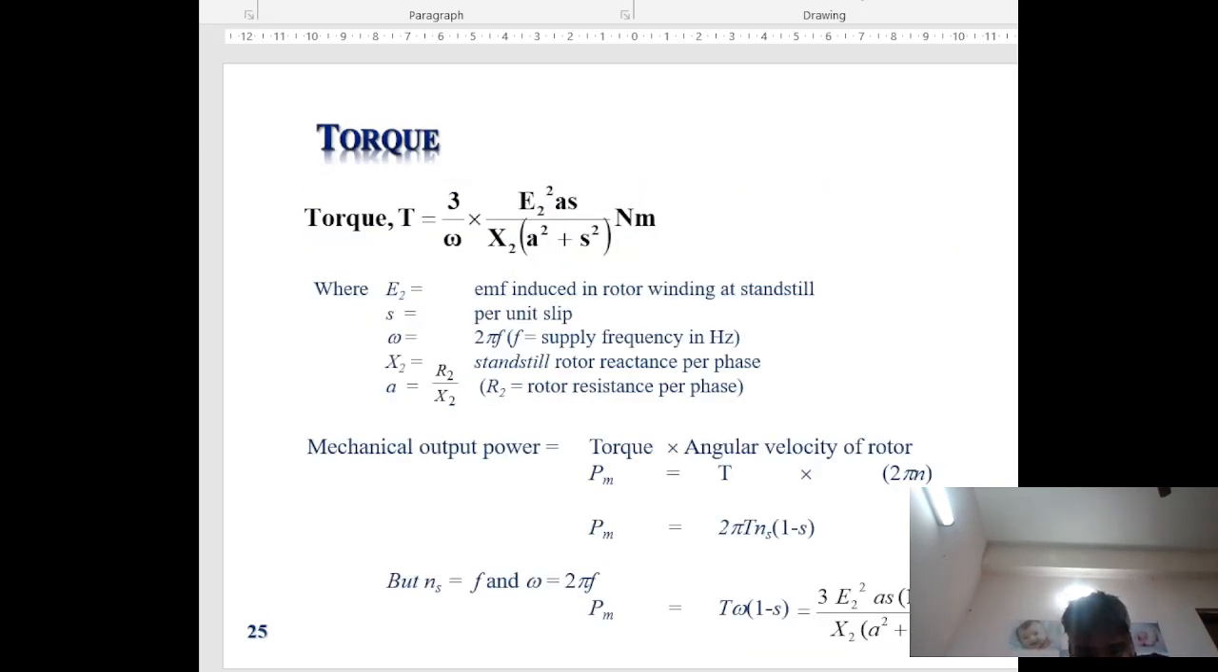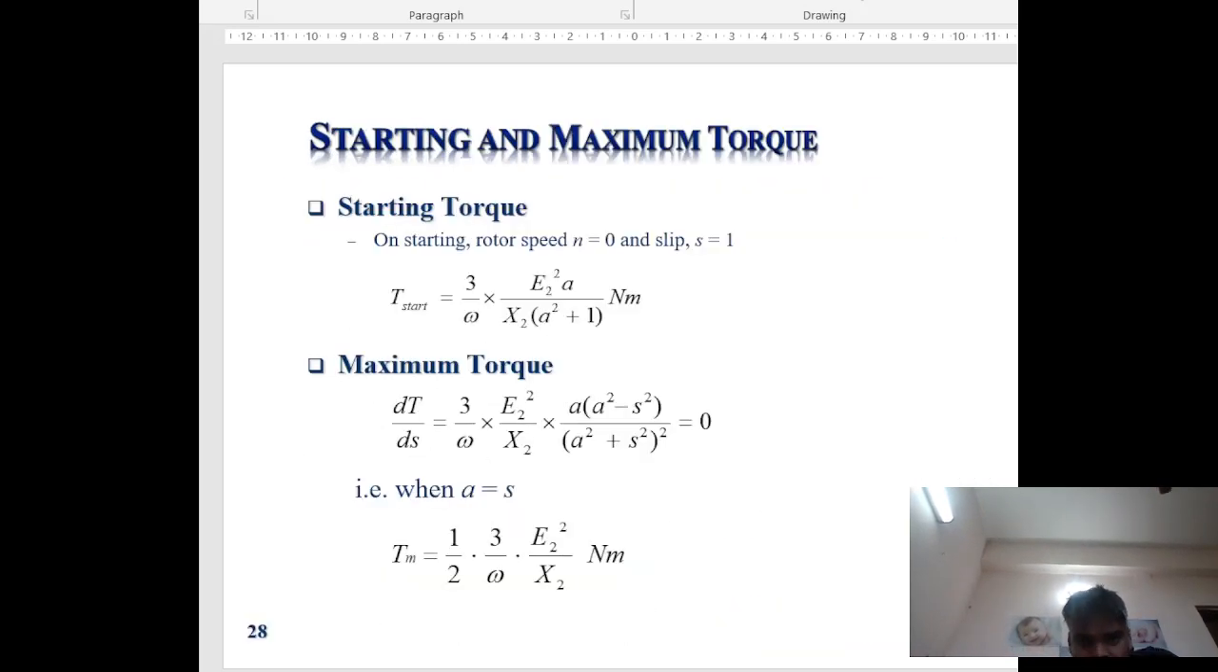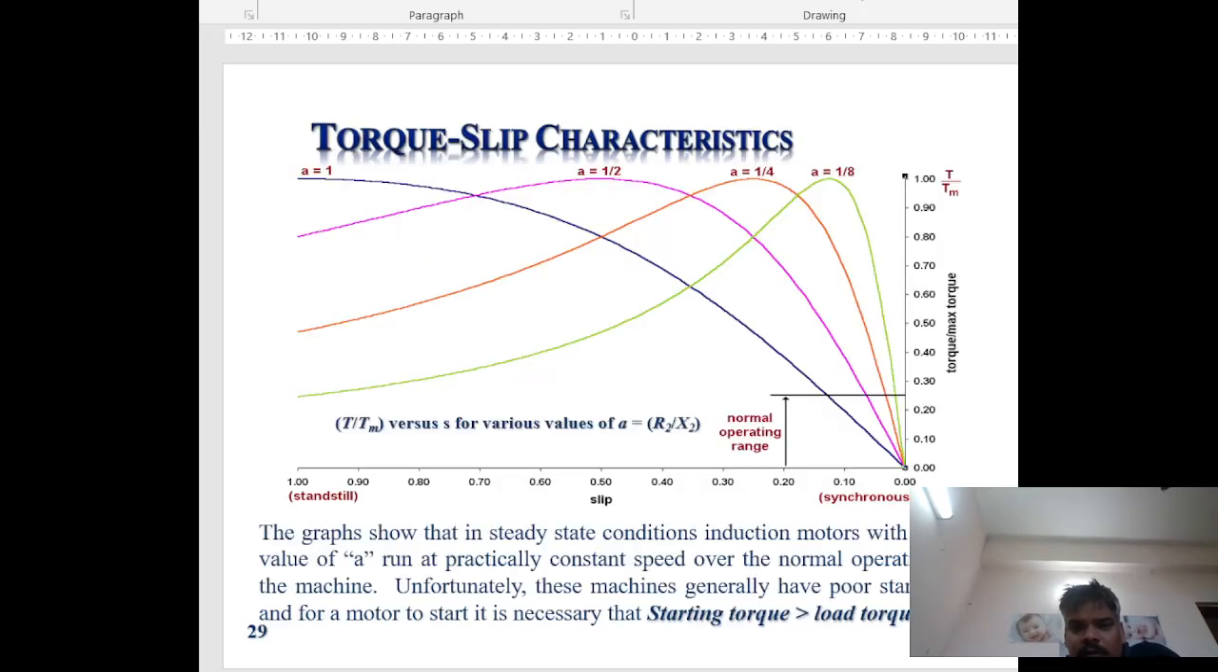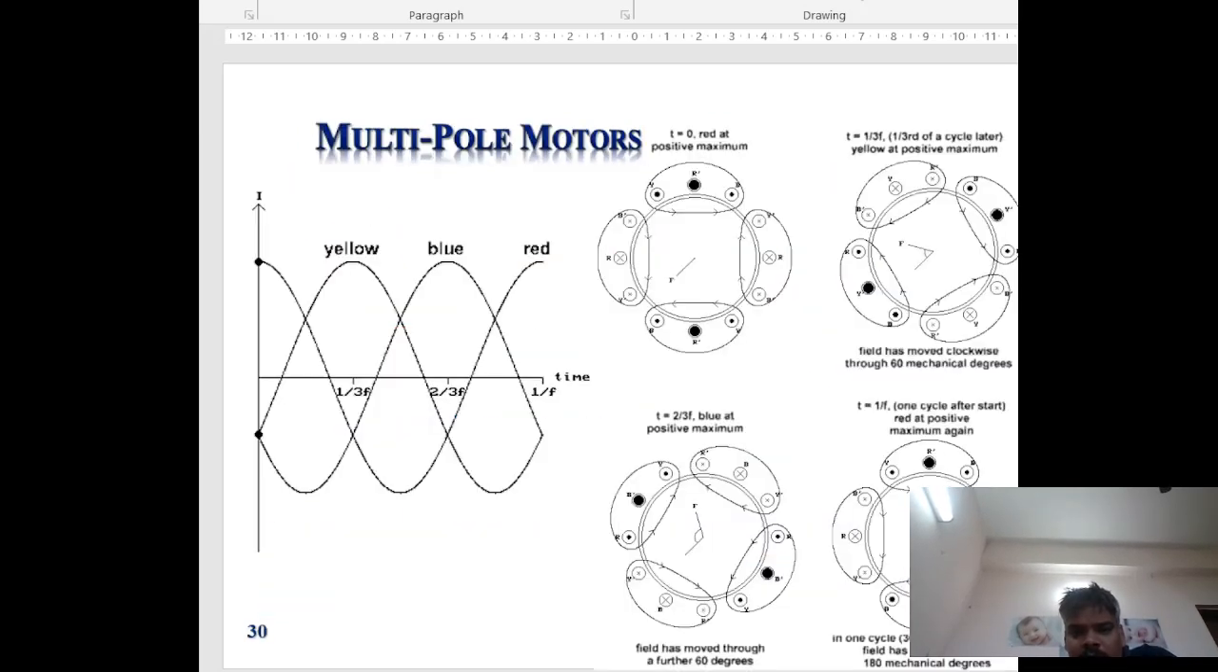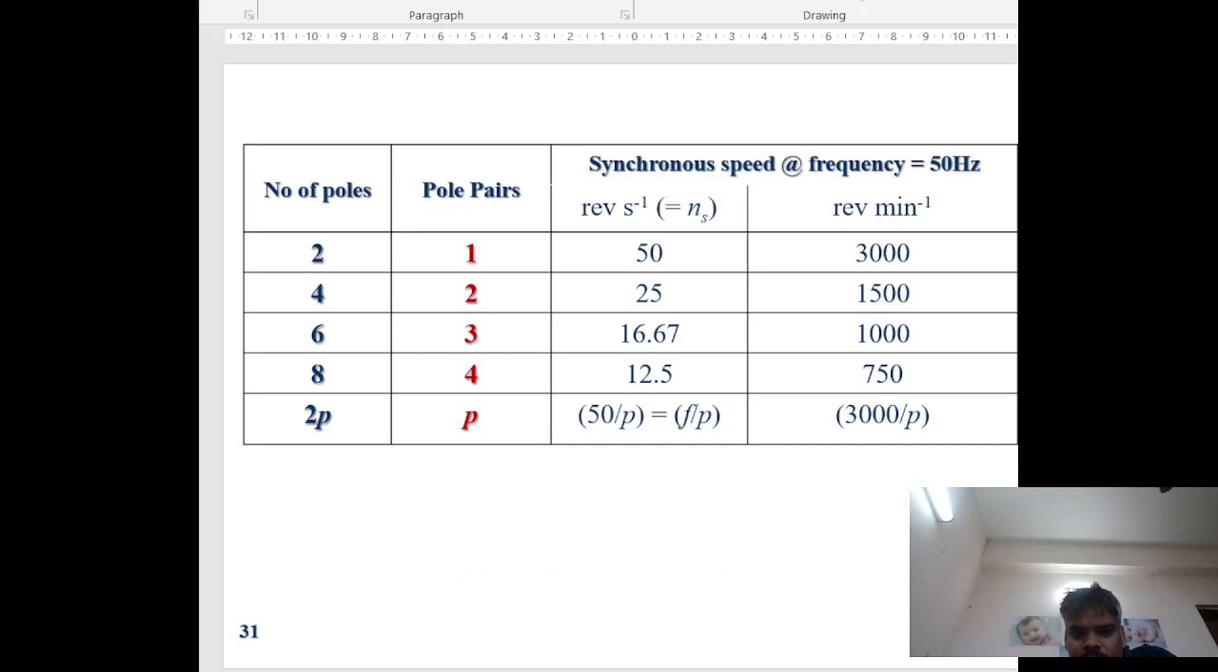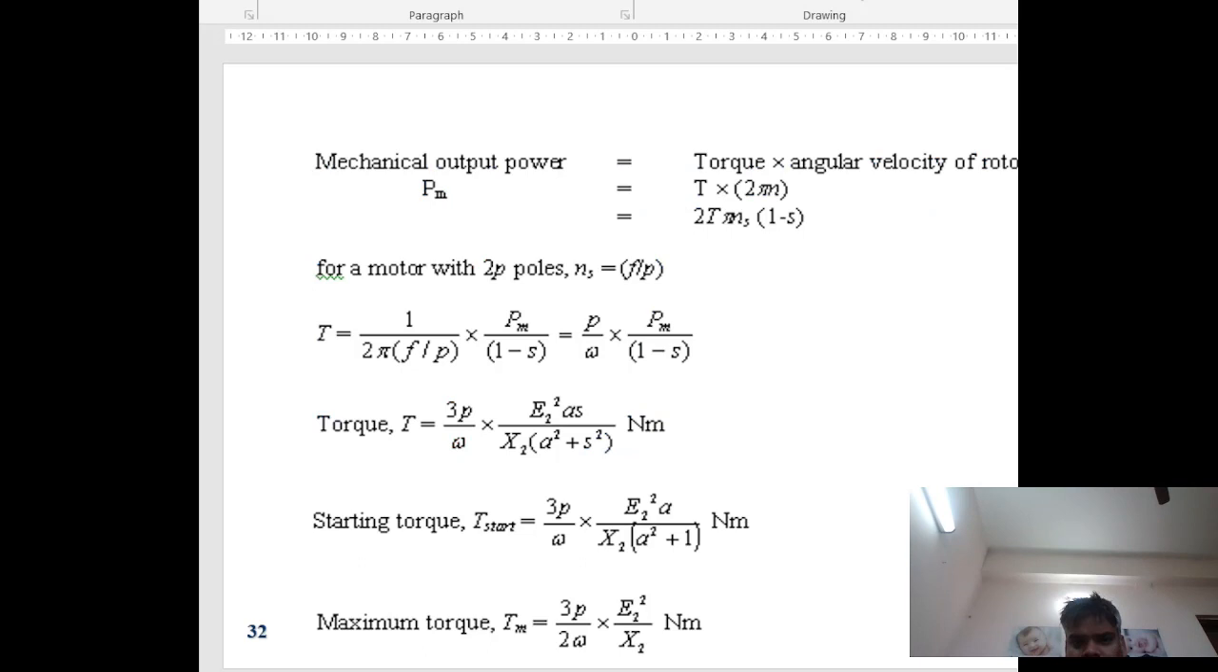This is the formula of torque, starting and maximum torque, torque-slip characteristics, multi-pole motor, synchronous speed, for number of poles 2, number of poles 4, number of poles 6, number of poles 8. Mechanical output torque is equal to torque multiplied by the angular velocity of the rotor.